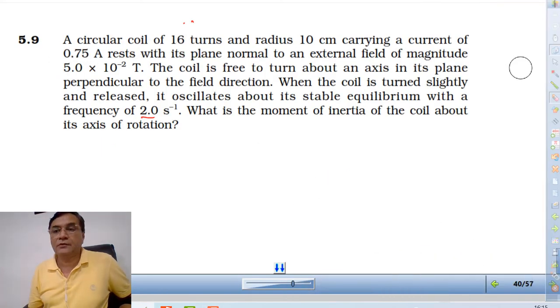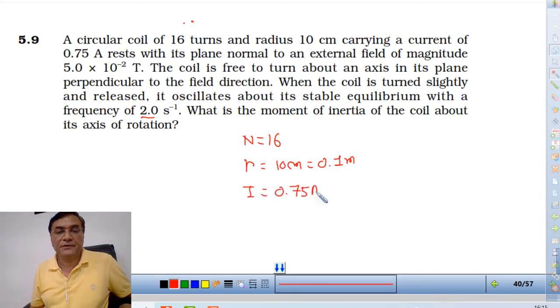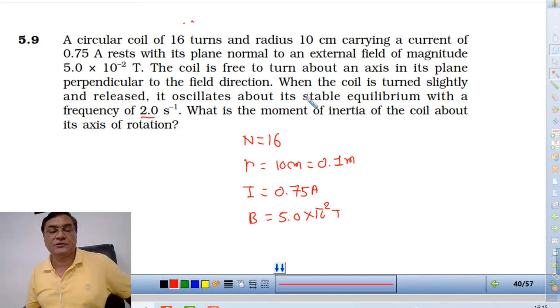A circular coil of 16 turns, so number of turns is equal to 16, radius is equal to 10 centimeter, I convert into meter, carrying current 0.75 ampere. Okay, plane normal to the external field, magnitude is this much. Whose magnitude? Of the field, so B is equal to 5.0 into 10 raised to minus 2 Tesla. The coil is free to turn about the axis in its plane perpendicular to the field direction.